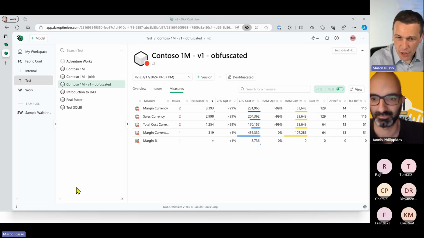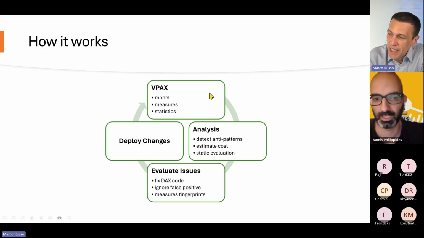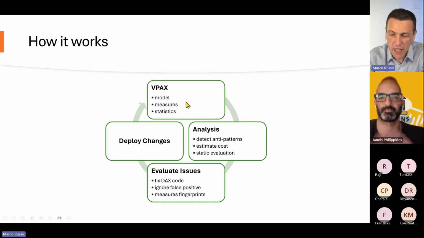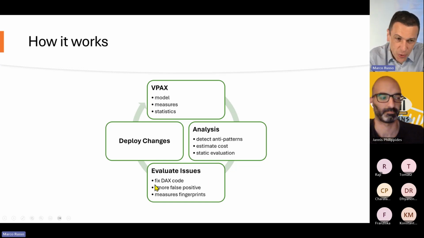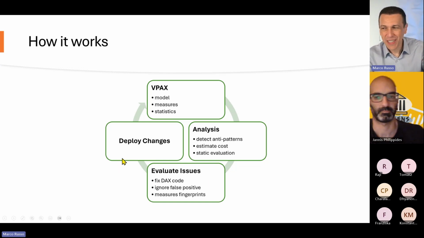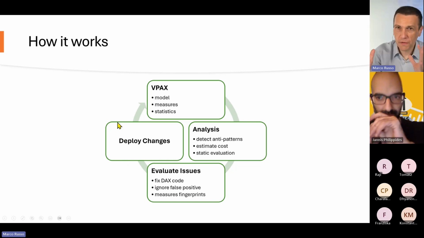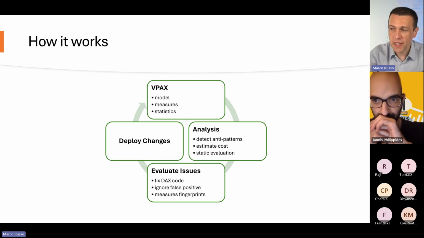So I will go back to the slide just to do a quick recap. Basically, the idea is that we extract the VPAX file from the model. The VPAX file contains only measures, statistics, the model itself with the relationships. We perform an analysis, we evaluate the issues, we modify the code, we deploy the changes to the model, and then we start the cycle again, because we probably don't fix all the issues. We fix a few issues, then we deploy, then we add other measures, and this is a continuous process. So we envision this becoming part of the development cycle.